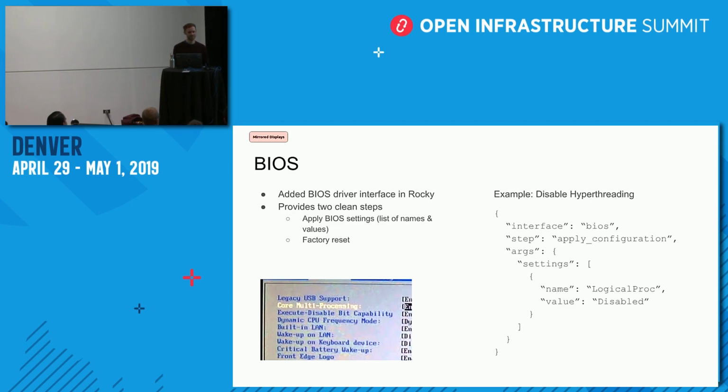So onto BIOS. This feature was added in Rocky. There are 2 clean steps currently implemented. One is to apply BIOS settings. So you provide a list of names and values of BIOS settings, and the clean step will apply those. There's also a factory reset, which returns the BIOS settings to their factory defaults. And on the right, we have an example of a JSON formatted clean step for disabling hyperthreading.